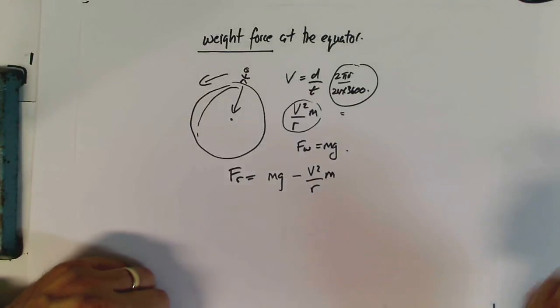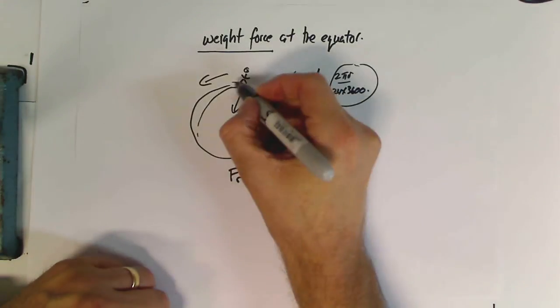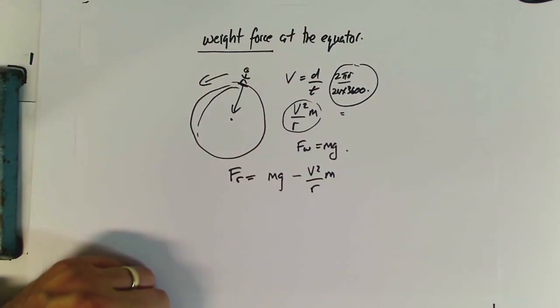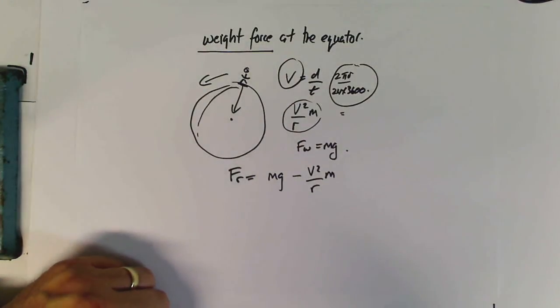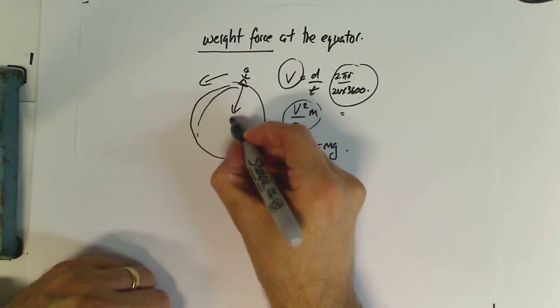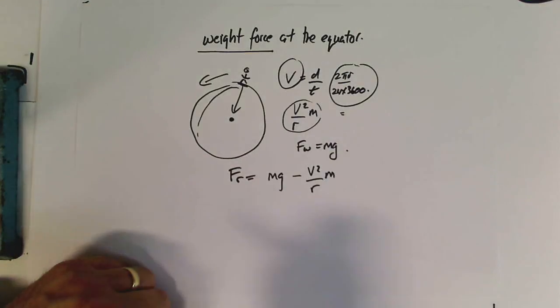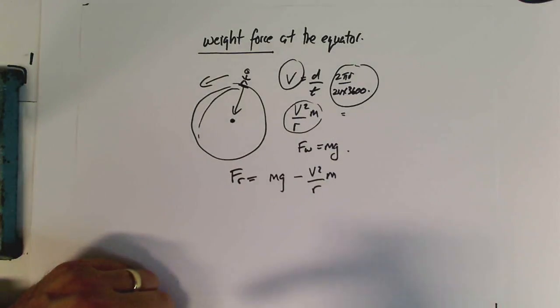So we can say basically from this that your reading on the scales, if we put scales there underneath the person, is going to be less at the equator, because at the equator your velocity is biggest, which means you need a bigger component of your weight force providing the centripetal force. If you're standing on the pole, you're not going in a circle at all, so your reading will be what it should be.